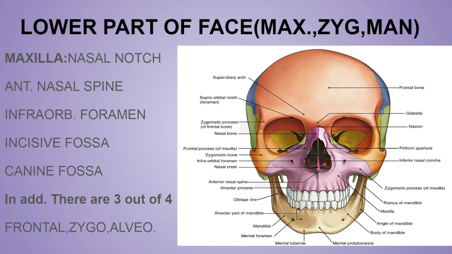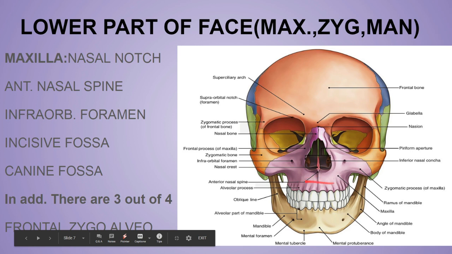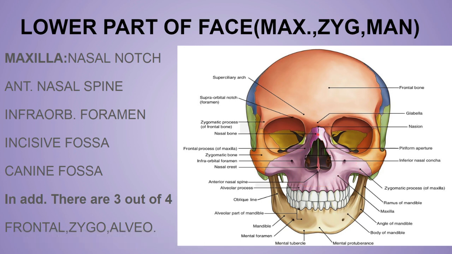Now the lower part of the face actually includes three main bones: the maxilla, the zygomatic bone, and the mandible. First of all, the maxilla. The maxilla contributes a large share in the formation of the facial skeleton. As you can see, this light purple part is the maxilla, and the nasal bone is included over here. It mainly represents, first of all, the nasal notch. This is the nasal notch, which forms the lower boundary of the pyriform aperture. Now the anterior nasal spine, we talked about this before.